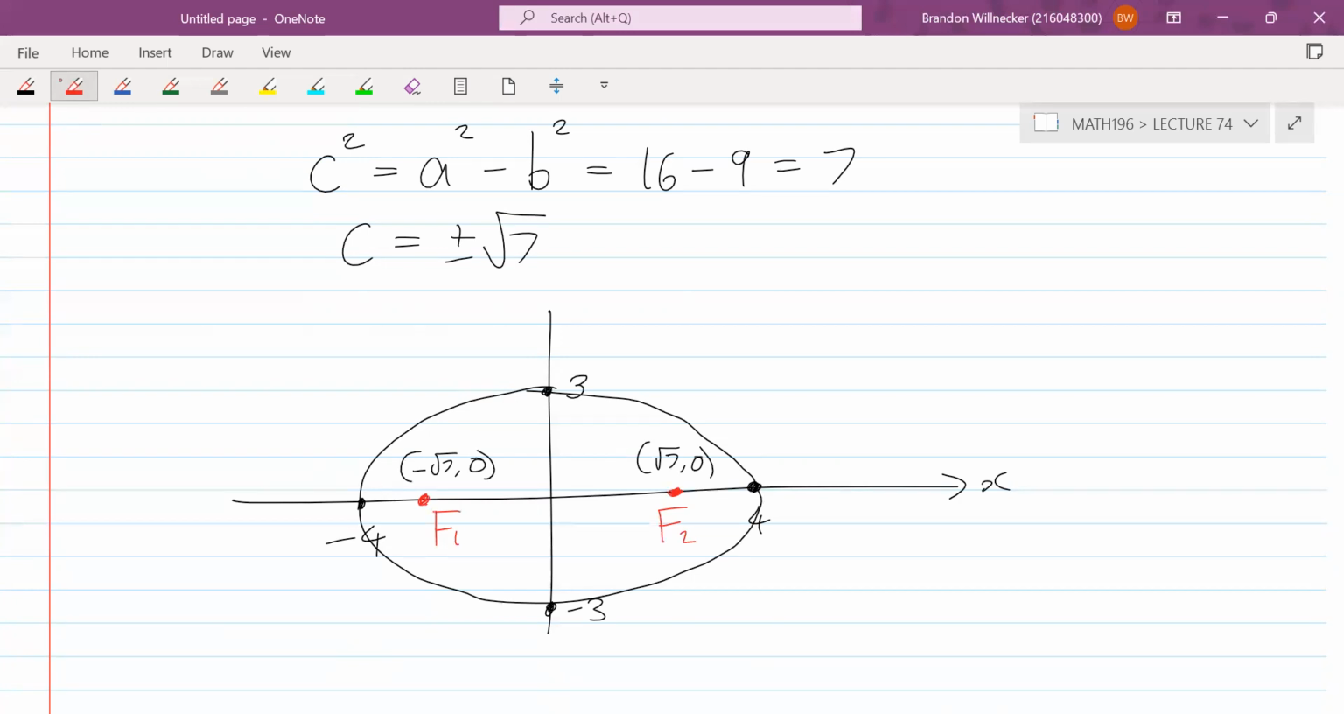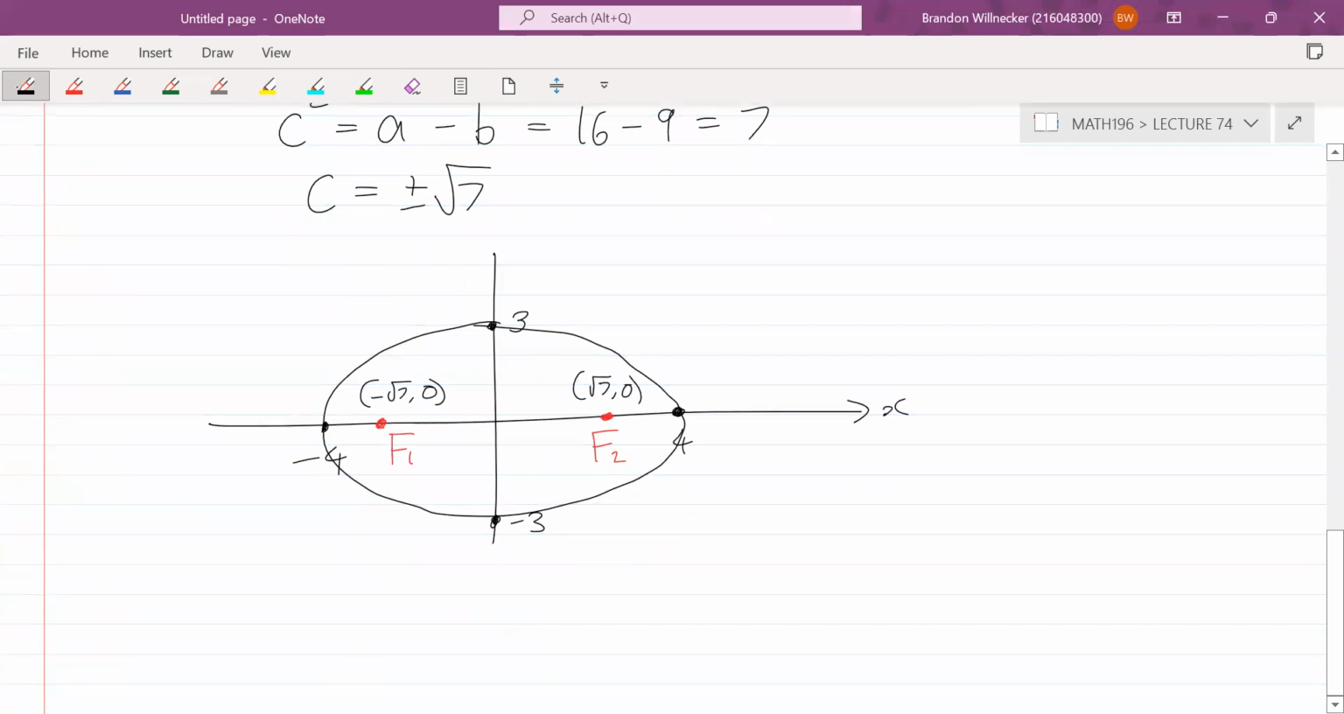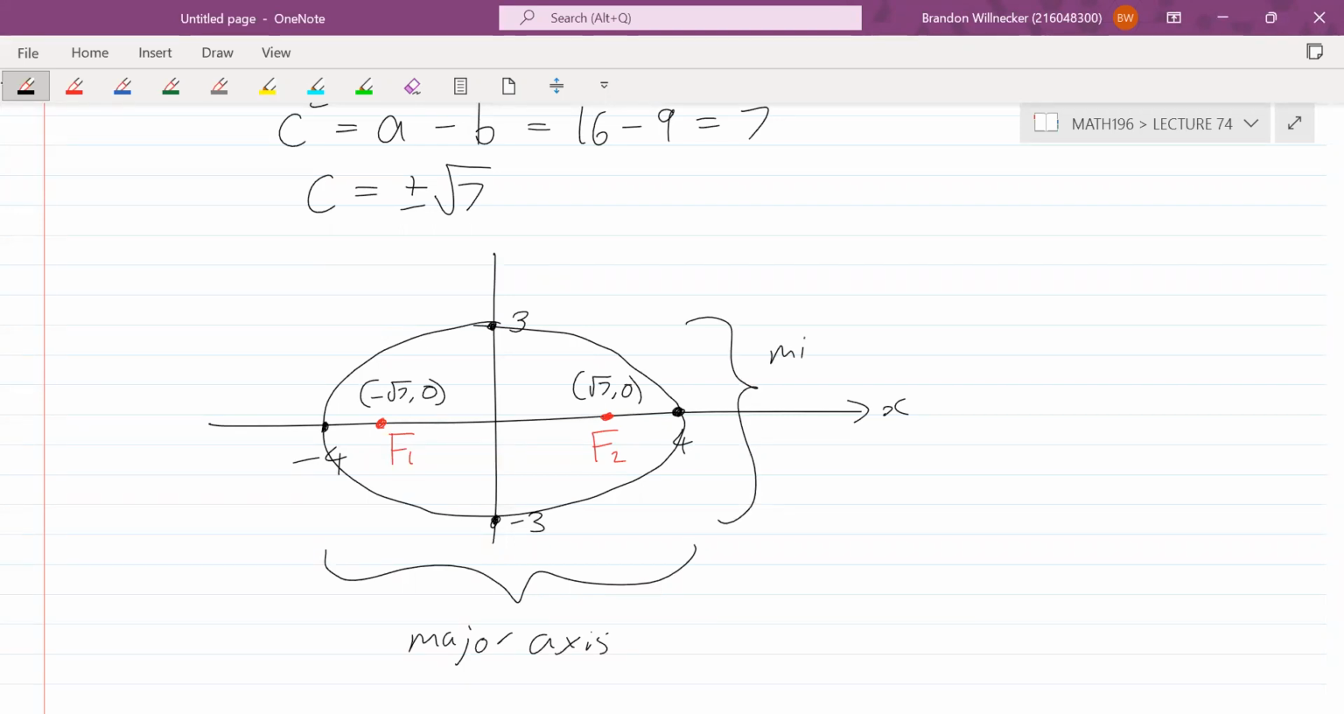Okay, and that's all we really need to do to sketch the ellipse. Now just a little bit of terminology. The width of the ellipse, from minus A to plus A, we call the major axis. And from minus B to B, we call the minor axis. That's just a little bit of terminology that we use when describing the ellipse. So we've got the major axis and the minor axis.